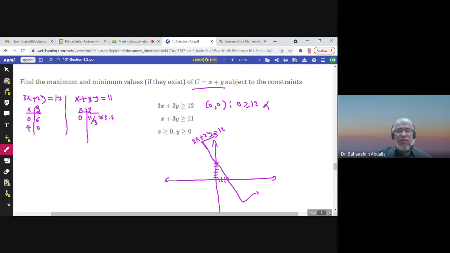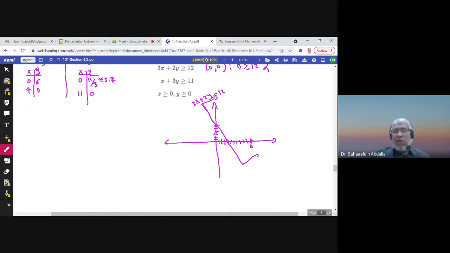Or 3.7. Okay, 7 is okay because after 6 I have 7. And if y is 0, then x is 11. So this is 4, this is 11. So the point (11, 0) and (0, 3.7). So it's about here. So now I connect these points, and this is the line x plus 3y equals 11.